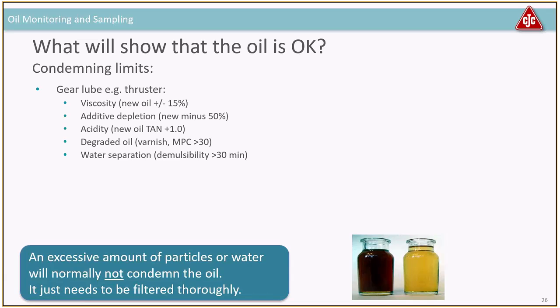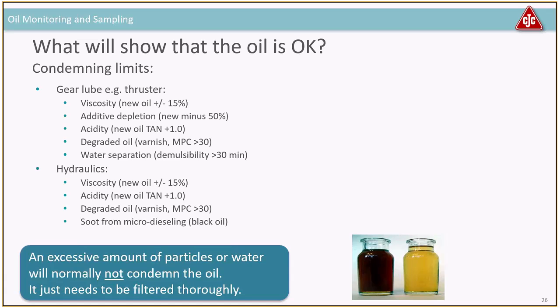If the additives are depleted, so the new level minus 50%. If your acidity is too high, again it's compared to new oil, so plus 1. So if the new oil has a 0.5 in TAN, then a 1.5 would be your critical level. If the oil is degraded, so you're having varnish, normally it's around 30. I would say if it's a very critical system, maybe even lower. And if you cannot separate water anymore, for example, demulsibility is higher than 30 minutes. There you have some condemning limits for this gear oil.